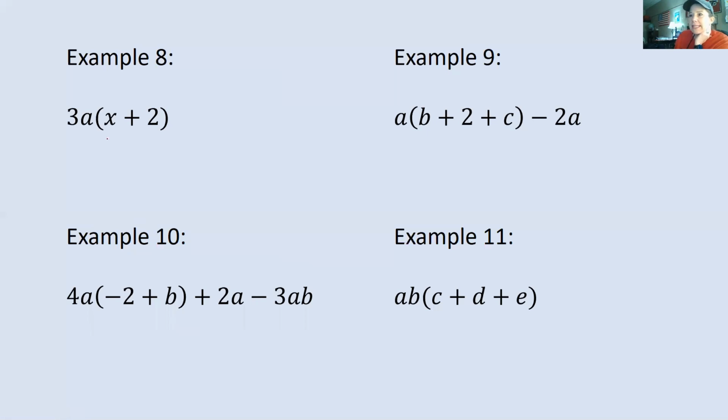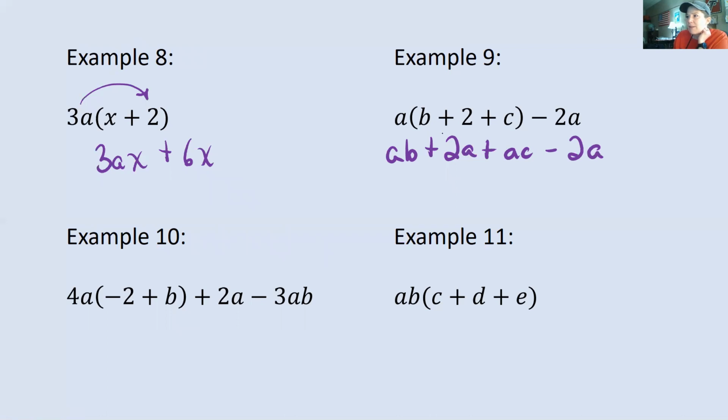All right, what about these? Well, if you're going to multiply 3a times 1x, basically that all just gets put right together. So 3a times x is 3ax, and 3a times 2 is plus 6x. Those are unlike terms, so we cannot add them. So a times b is ab, a times 2 is 2a, a times c is ac minus 2a. Then we have two like terms. Positive 2a minus 2a is 0. So our final answer is ab plus ac.